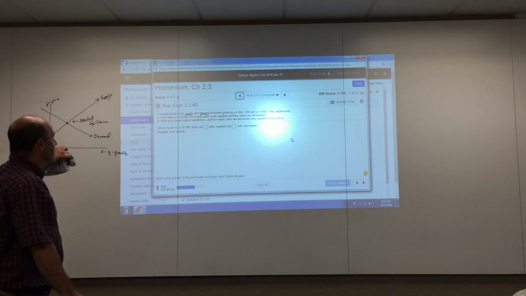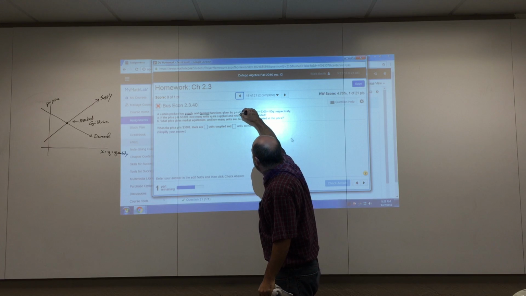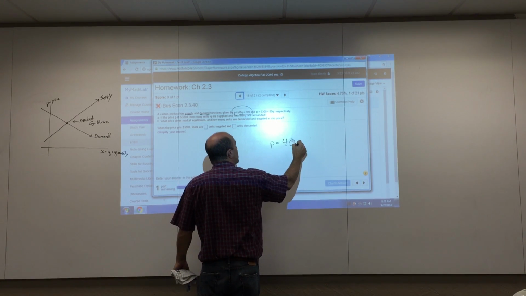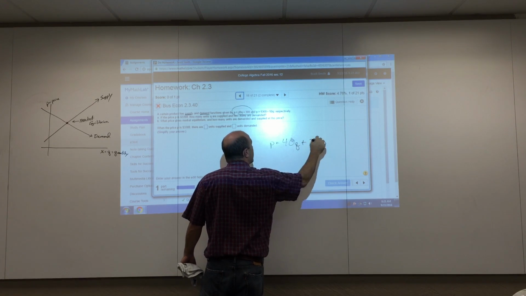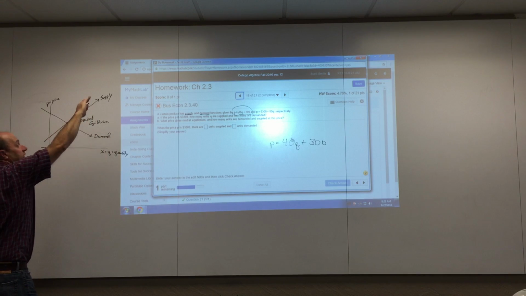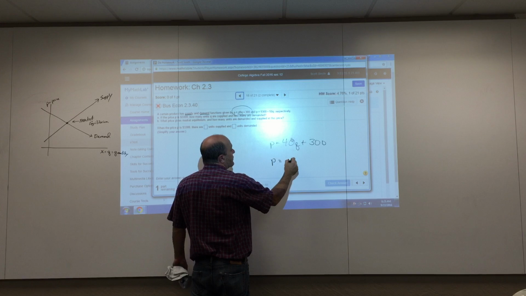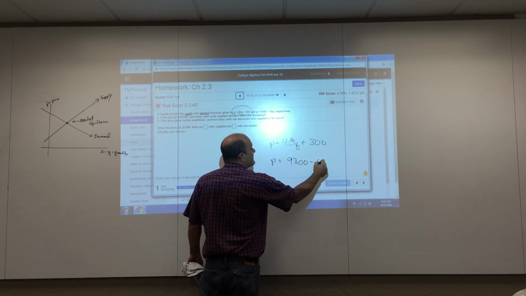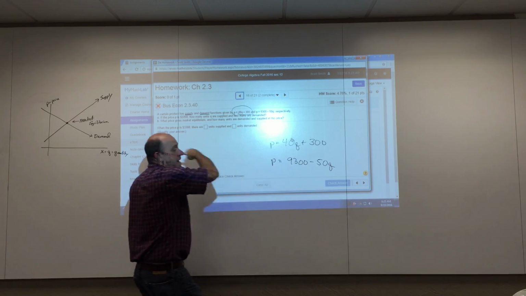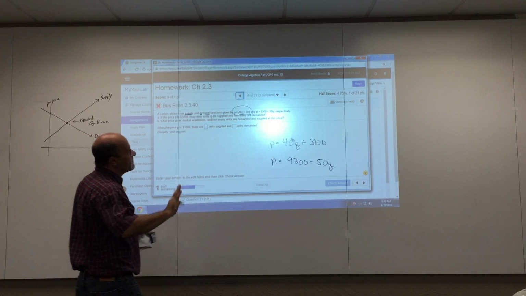Let's see what this one is. It says the supply and demand equations are this one. Let me just see if I'm right. If that's the supply equation, I'm going to write P equals 40Q plus 300. That does have a positive slope, right? That's the supply equation. Okay. And the other one is P equals 9,300 minus 50Q. Look, that has a negative slope, right, you guys? That's the demand equation. We can try to think more about them, but let's not.